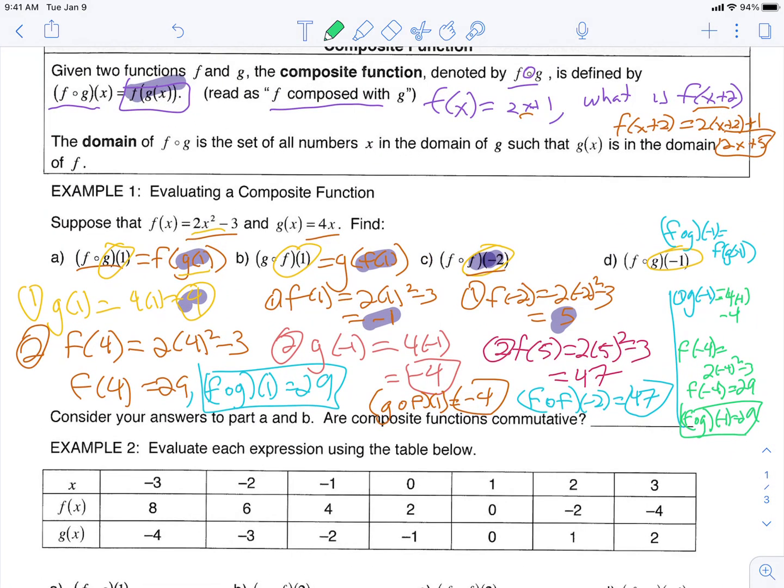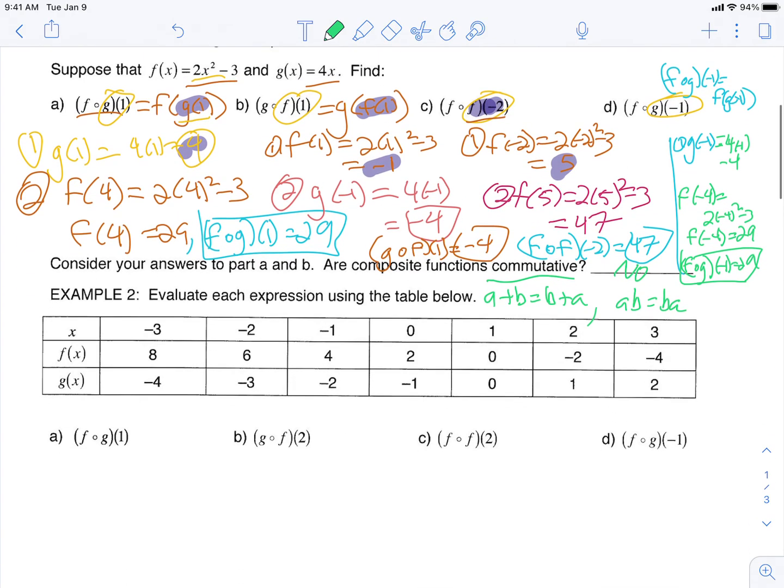All right, so now, consider your answers of part A and B. Are composite functions commutative? So the commutative property, well, there's two different kinds. There's a commutative property of addition, which is a plus b equals b plus a, and the commutative property of multiplication, which is ab equals ba. So what they want to know is, looking at a and b, if I go in reverse, do I get the same answer? Well, no, we didn't, right? We got 29 for a and we got negative 4 for b. However, when they do match up and you get the same thing, you end up getting something special, and we're going to call that inverses, but we'll save that for another day.